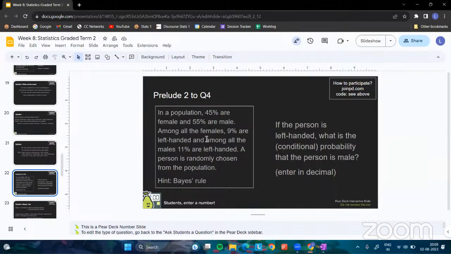So in a population, 45% are female and 55% are male. Among all the females, 9% are left-handed, and among all the males, 11% are left-handed. A person is randomly chosen from the population. If the person is left-handed, what is the conditional probability that the person is male? I'll give you 2 minutes to do this question and then we'll discuss.